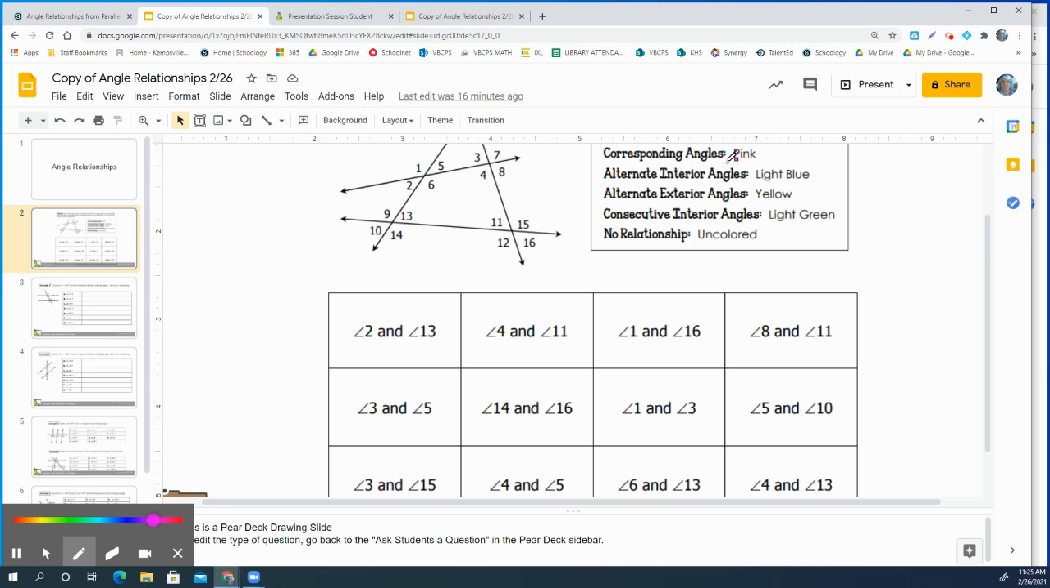Did we find any pink angles? Which angles are corresponding? Or we can do it the other way and just go in order. 4, 3. 4 and 3 are a linear pair.